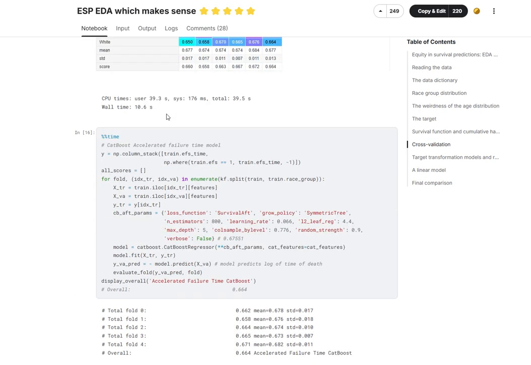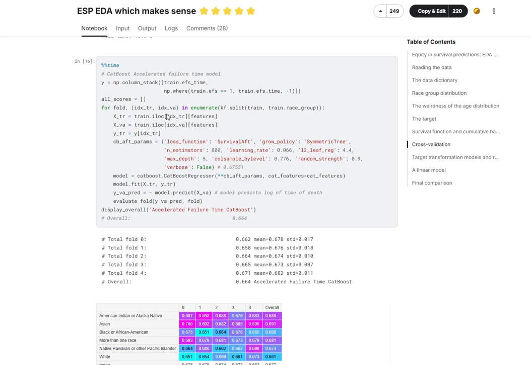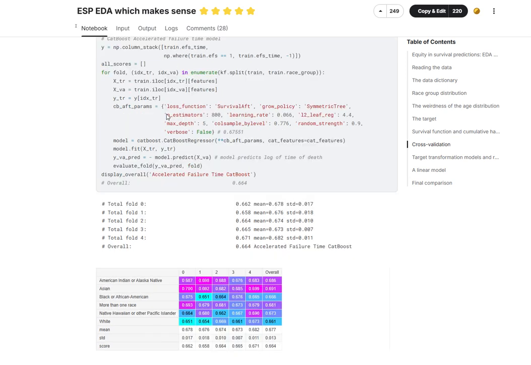Similar to the previous cell, this one uses CatBoost to train an AFT model. The target variable y is prepared as a two-column array. The first column is fs time. The second column is fs time if fs is 1, and infinity if fs is 0. Again, this indicates the lower and upper bounds for the survival time. The model predicts log of time of death, and it's also negated.